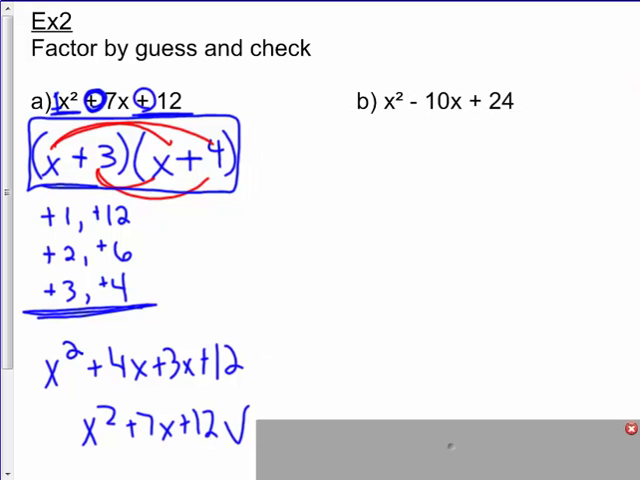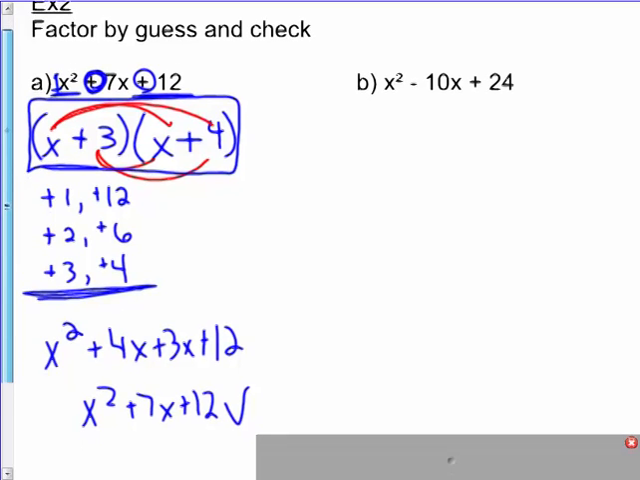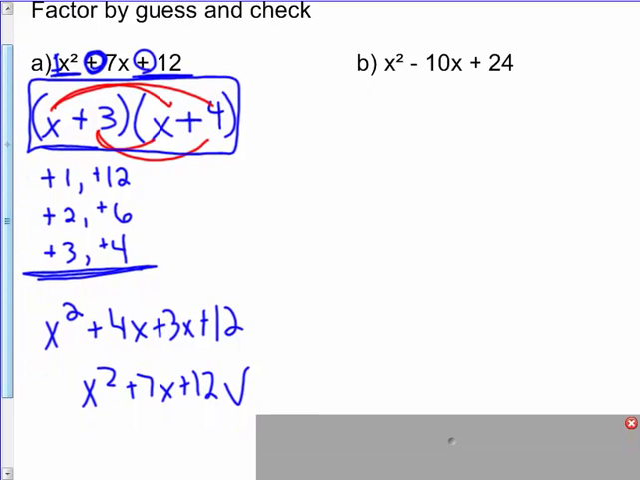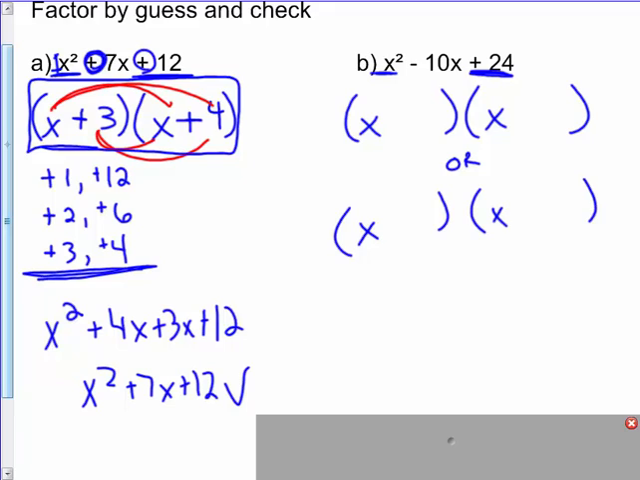So I'm going to start with B now. I'm going to look at the same thing. x squared, that's going to be x times x. Now the 24, it's a positive 24. Again, what does that mean? Either it's minus minus, because a negative times a negative is a positive, or it's plus plus. So either it's two positives or two negatives.